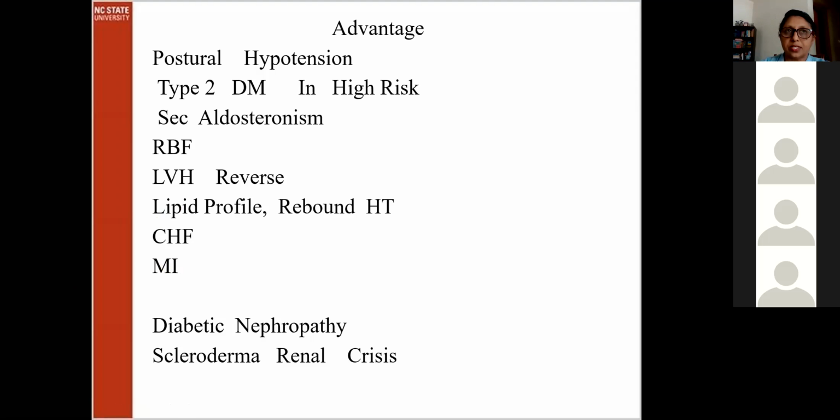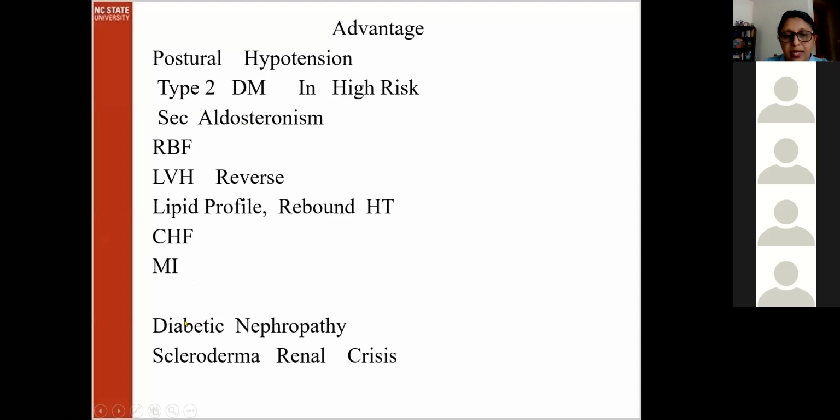Nowadays, the dictum is, even if there is no hypertension or anything, once a patient suffers from myocardial infarction, better you start ACE inhibitors because they decrease the cardiac remodeling. So many changes are happening in myocardial infarction that can be prevented by ACE inhibitors. Then, I have already told you it is useful in type 2 diabetes mellitus.